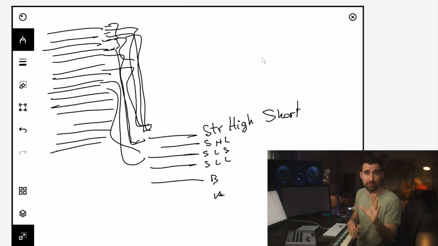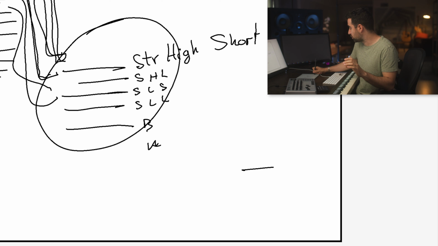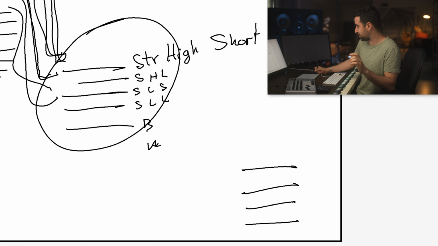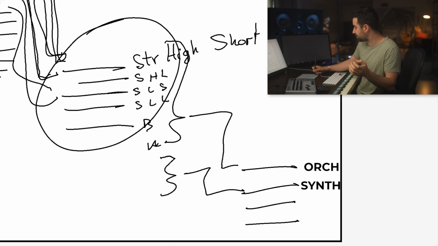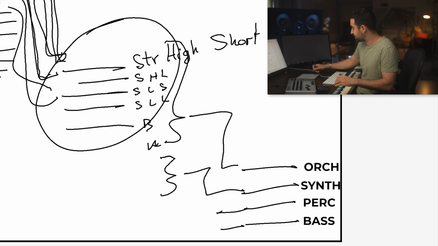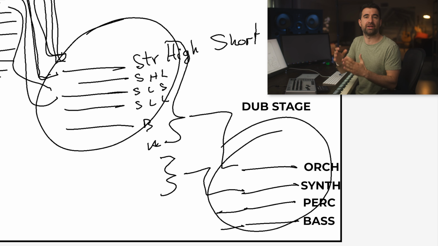Now I'm getting ahead of myself, I'll explain this later, but this group of tracks then gets routed to an even smaller group of stems. You know, a group of these tracks will be the orchestral stuff, then another group of these stems will be the synths, then I'll have percussion and bass, for example, right? And this is what I deliver to the dub stage for mixing with dialogue and sound effects.